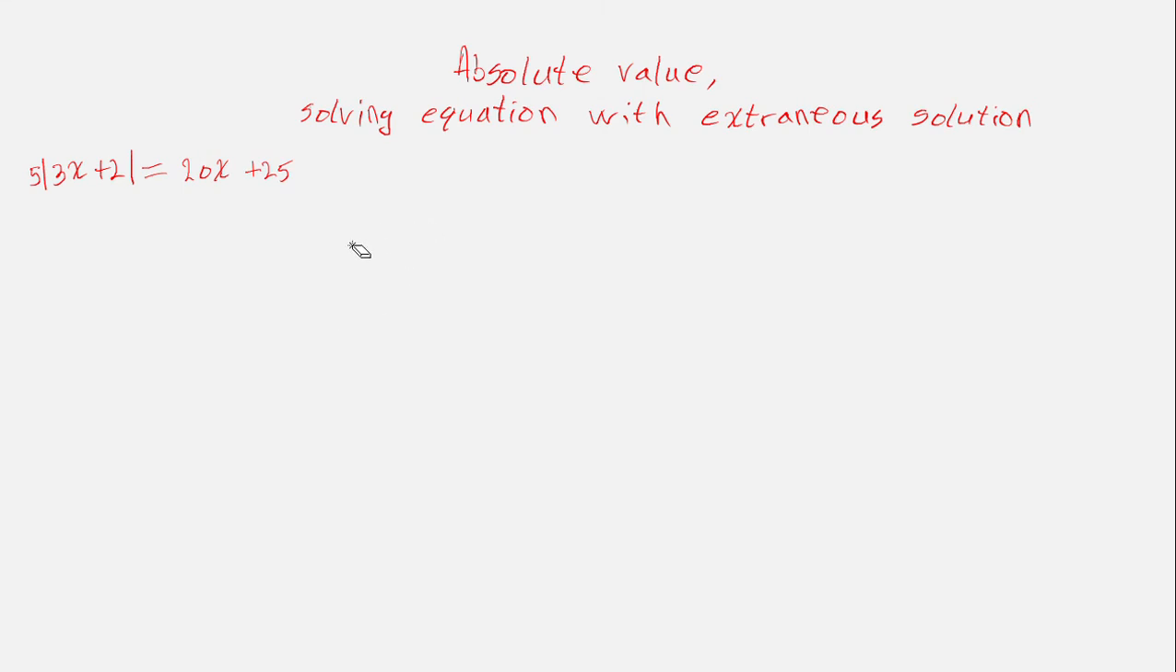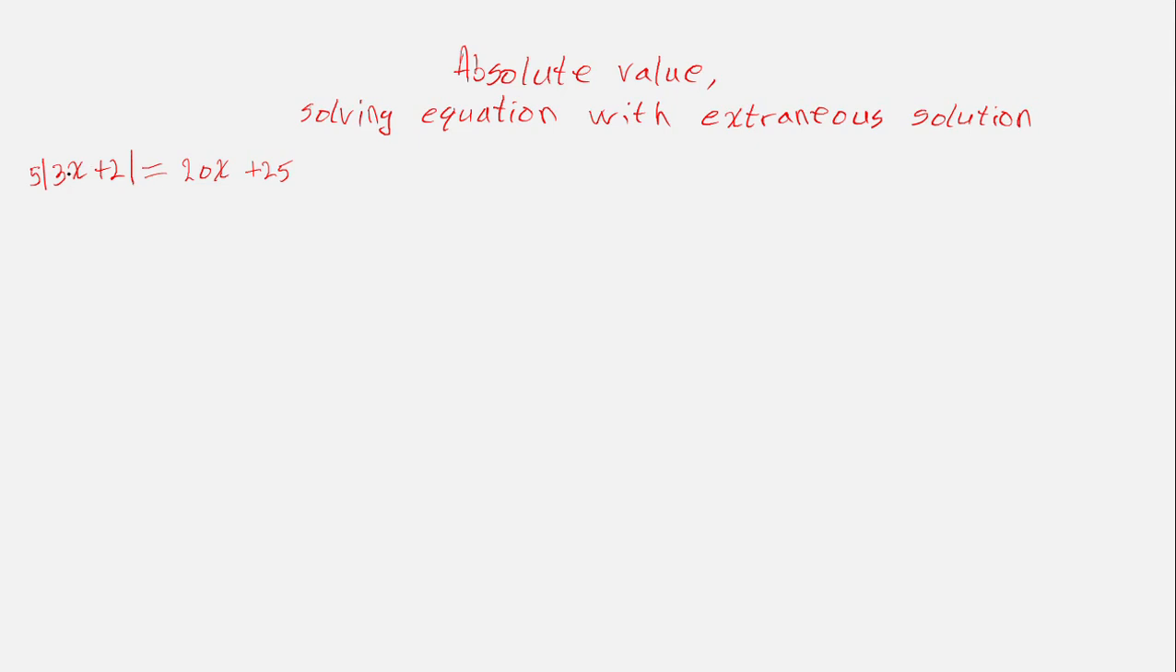Hello everyone. Let's now try to solve an absolute value equation that has extraneous solutions, or at least one of them. An extraneous solution means we find a solution the way we are supposed to, but when we check, it actually doesn't work. So let's do it and see how that looks.